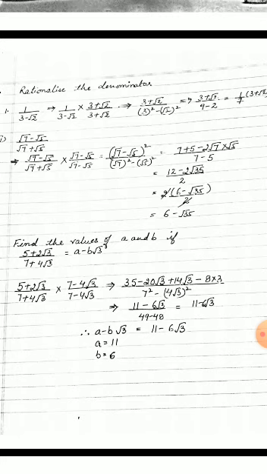Proceeding in the same manner, by multiplying by the conjugate of 7 plus 4 root 3. The conjugate is 7 minus 4 root 3. So, we multiply the numerator by 7 minus 4 root 3 and the denominator by 7 minus 4 root 3. In the numerator, we obtain 35 minus 20 root 3 plus 14 root 3 minus 24, which reduces to 11 minus 6 root 3. In the denominator, we have 7 square minus (4 root 3) whole square.